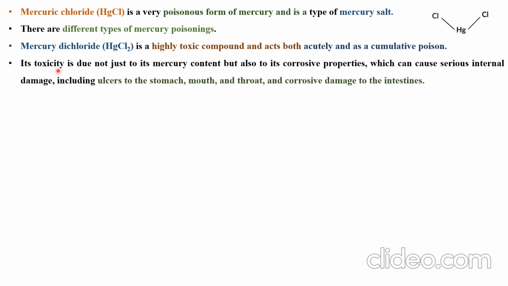Mercury chloride poisoning toxicity is due not only to the mercury content, but also its corrosive properties, which can cause serious internal damage, including ulcers to the stomach, mouth, throat, and corrosive damage. So once a person gets exposed to this mercury through the oral route, there is a possibility that it might go through the stomach, mouth, and throat. There you will have a corrosive reaction.